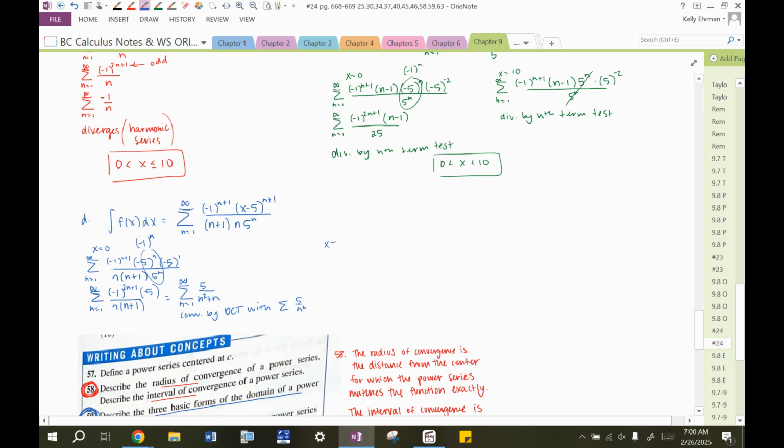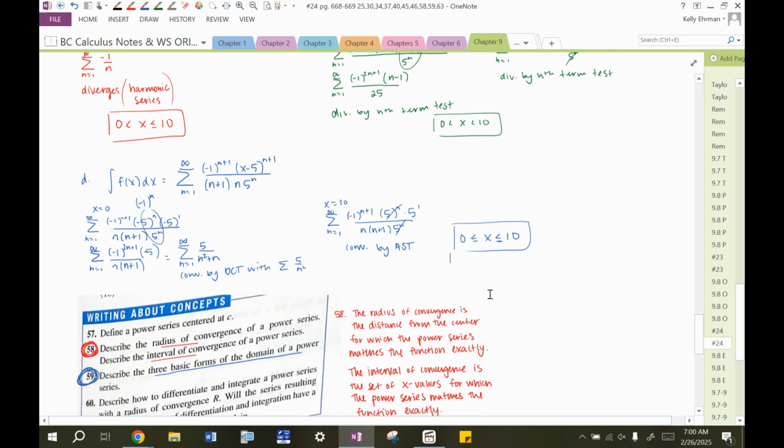All right, and then what if x is 10? You've got negative 1 to the n plus 1. If I put 10 in here, I get 5 to the n times 5 to the first over n times n plus 1 times 5 to the n. So those cancel. This will converge because it is alternating and terms are decreasing towards 0, so by the alternating series test. So this converges at both parts, both ends, I should say.